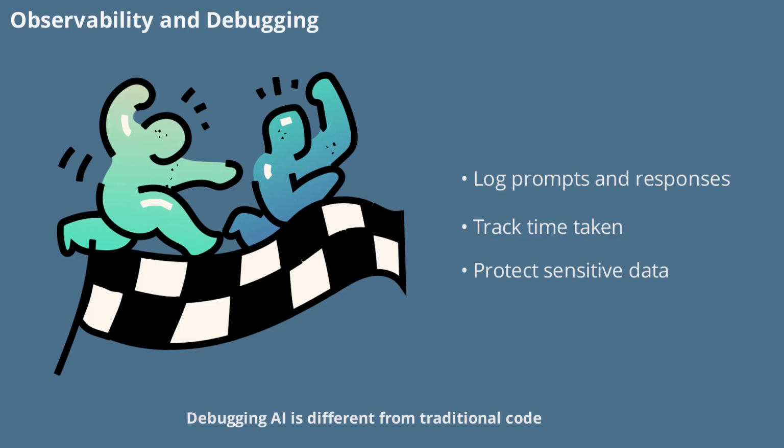Debugging AI is different from traditional code. You can't step debug an AI response, so logging becomes your best tool. Log input prompts, output responses, and time taken for each call. Just be careful with sensitive data. Never log anything you wouldn't want exposed.